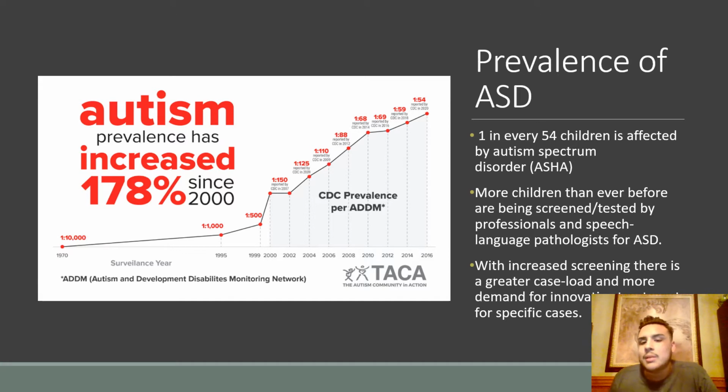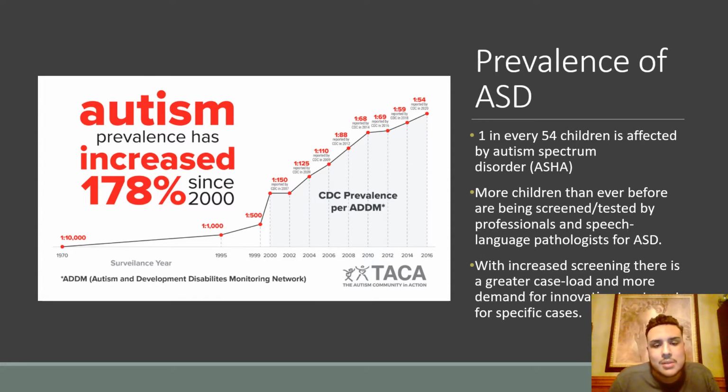So we'll move on to the prevalence of autism spectrum disorder. 1 in every 54 children is affected by autism spectrum disorder. Prior to 1980, these numbers read as 1 in every 2,000 kids affected by autism spectrum disorder. That was because of a lack of screening and testing.